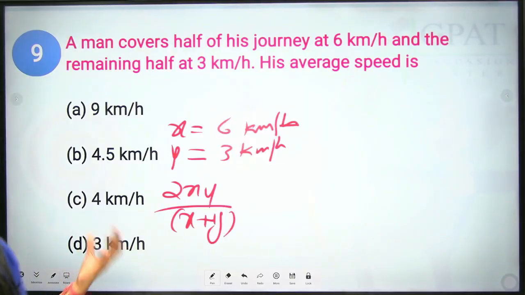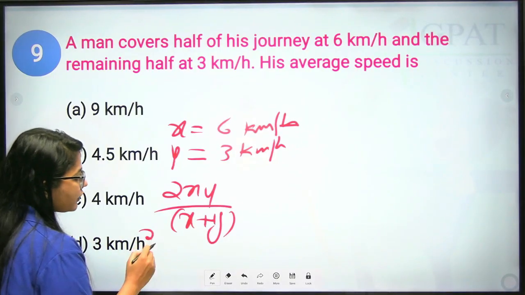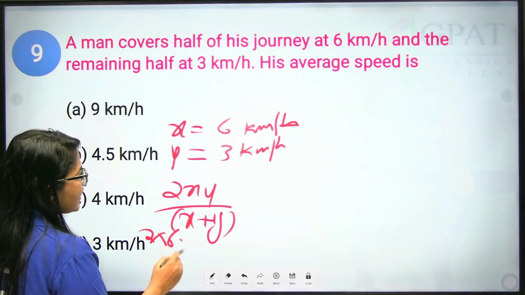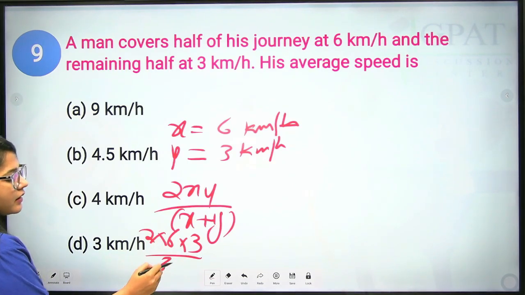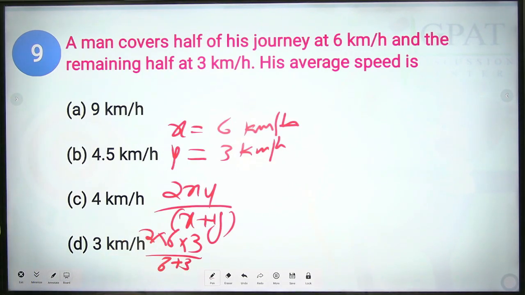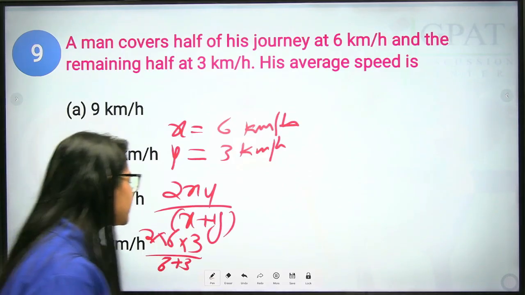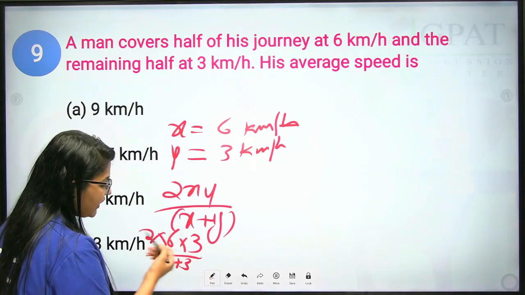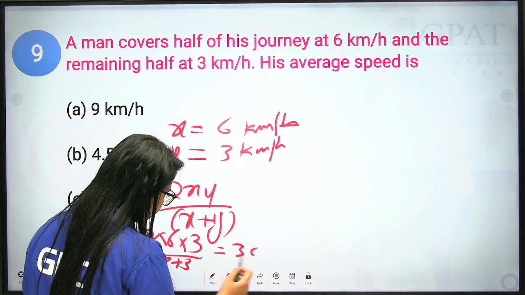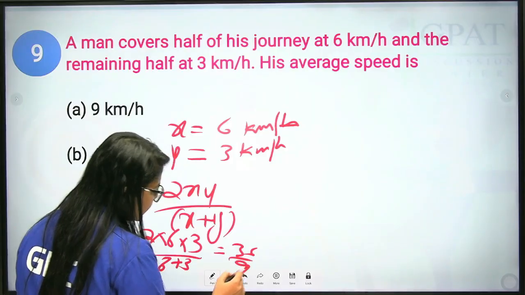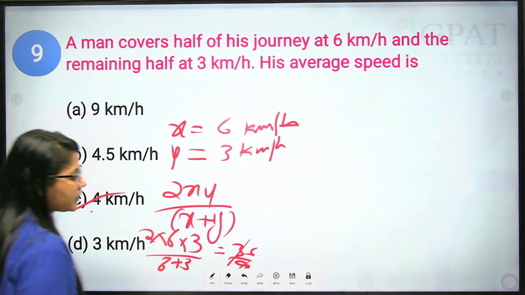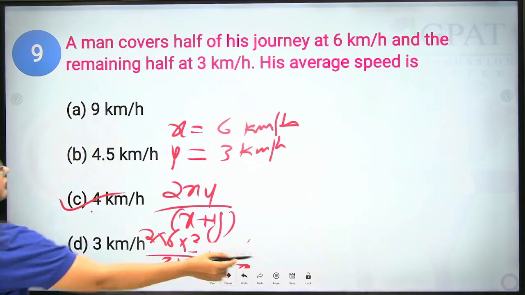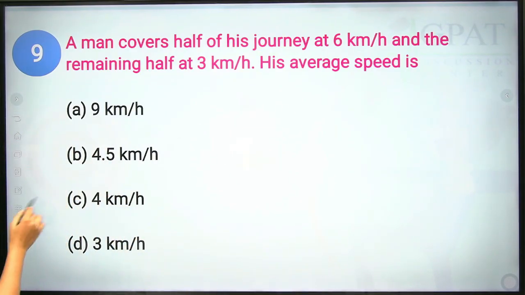Now you need to put in the values. So 2 into x, which is 6, and y is 3, divided by 6 plus 3. Now you calculate, and what will be the correct answer? If you multiply, 36 divided by 9, you will get the answer of 4 kilometers per hour. Clear? That is option number C.